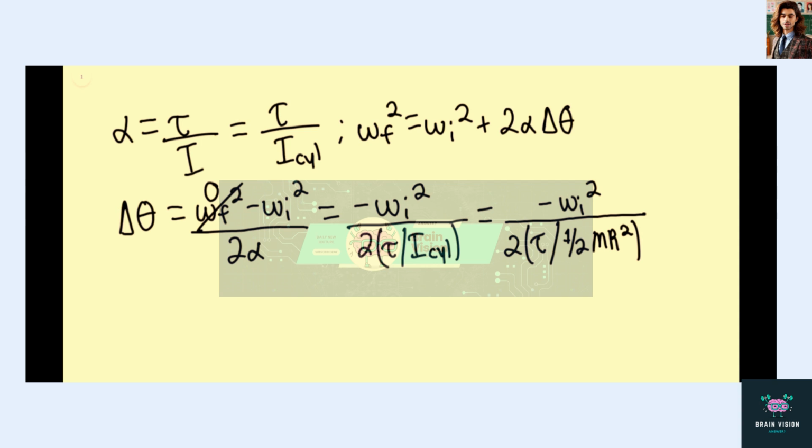And then we're going to simplify. Delta theta would be equal to negative mr squared omega initial squared divided by 4 times the torque. And at this point, we can simply solve.